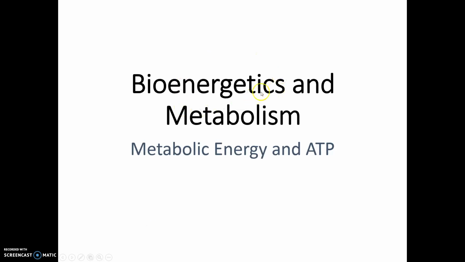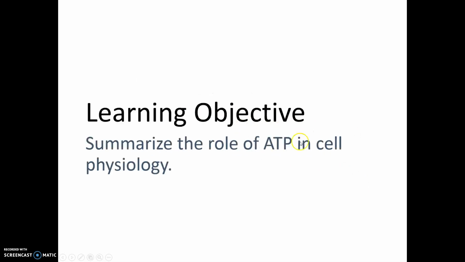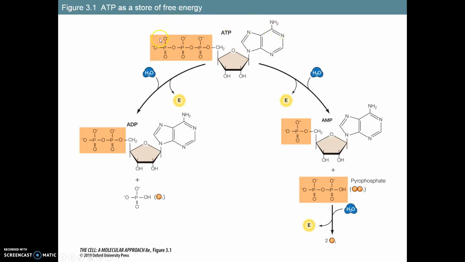All right, today we're going to continue our discussion of bioenergetics and metabolism, looking at ATP. So our learning objective this time around is to summarize the role of ATP in cell physiology. Now, here is our ATP. This again is a nucleotide, so we have our nitrogenous base, we have our ribose, and attached to that are three phosphate groups. Triphosphate, 1, 2, 3.